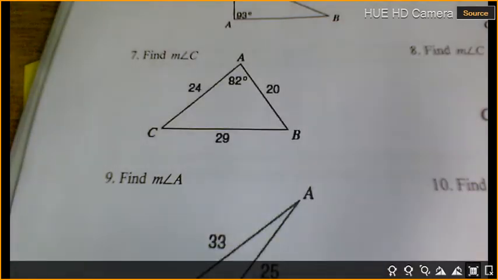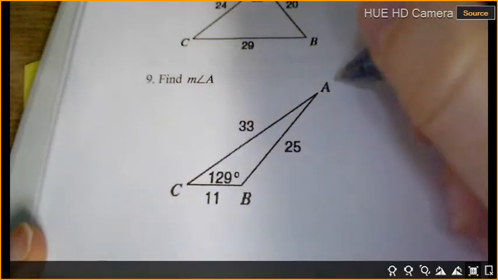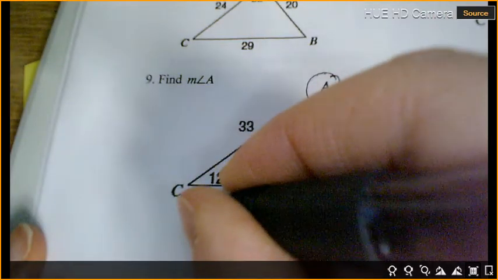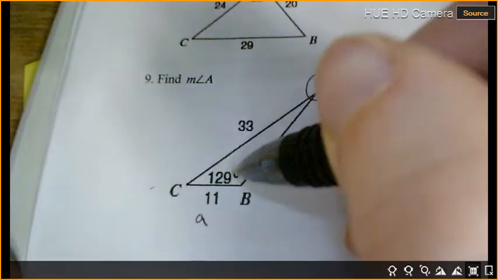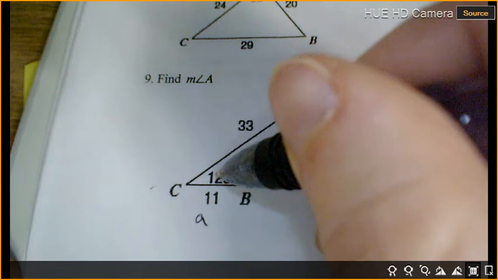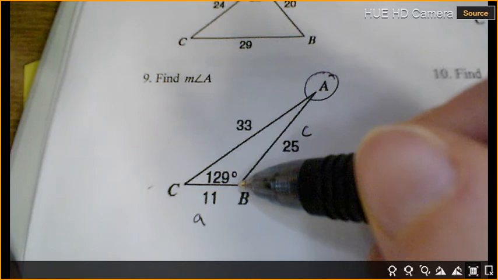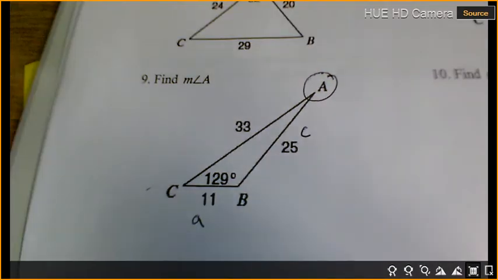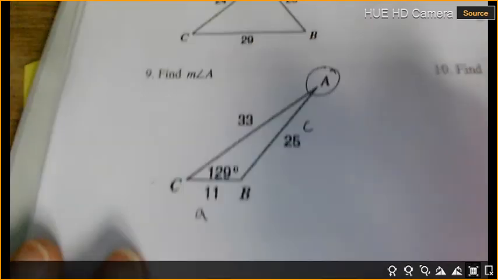Number 9, I need to find angle A. This right here is little a. What other angle do I have? C. So I'm going to have to use little c. How do I know that this is C, not B? Because it's slightly to the side. It would be more centered if it was B. In most of the triangles you can tell; this is a funky triangle, so it's harder. But this is C.